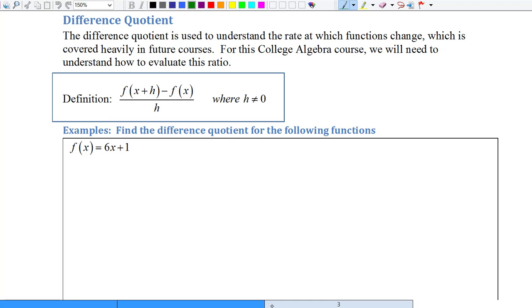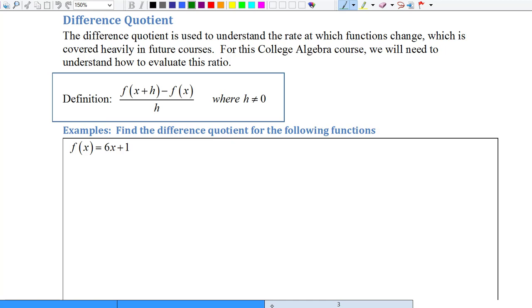The next topic we're going to be working on is the difference quotient. Now, the difference quotient is a fraction, that's what quotient means, and it's used to understand the rate at which functions change, which is covered heavily in future courses. Now, for this college algebra course, we will need to understand how to evaluate this ratio. We don't really need to understand what it means, we just need to be able to do the algebra part and the mechanics of it so that when you get to the next class, it makes a little bit more sense.